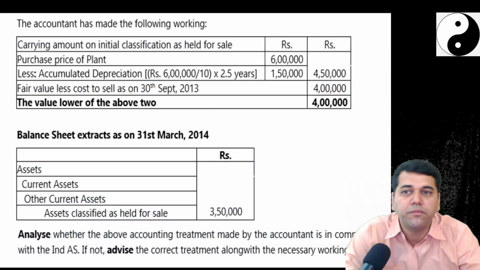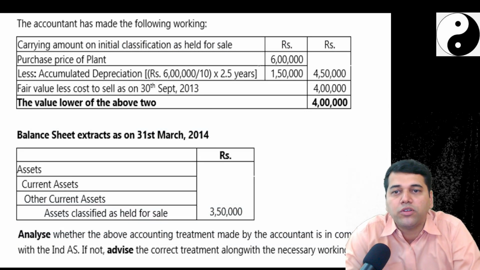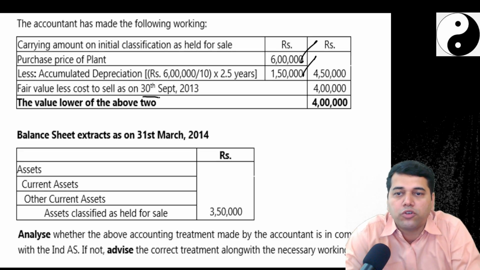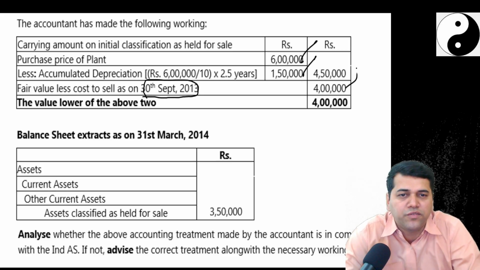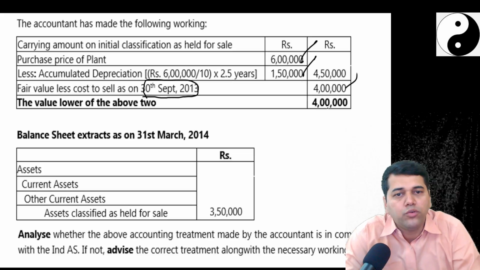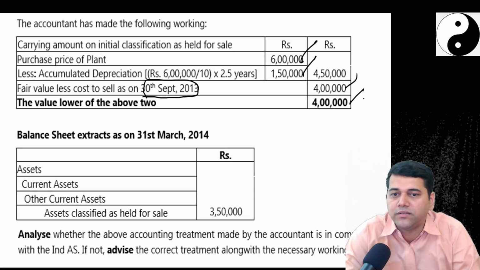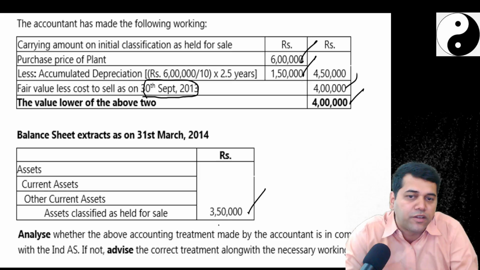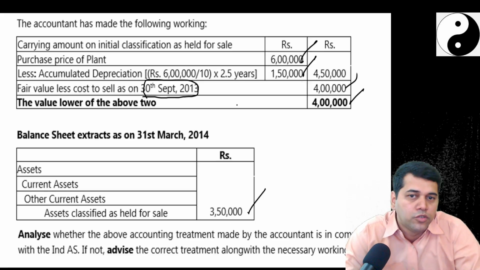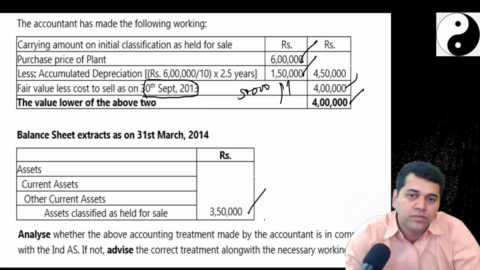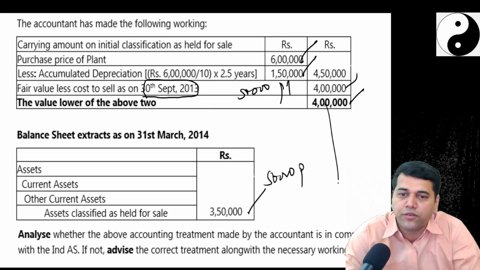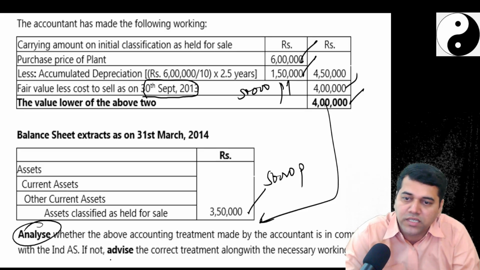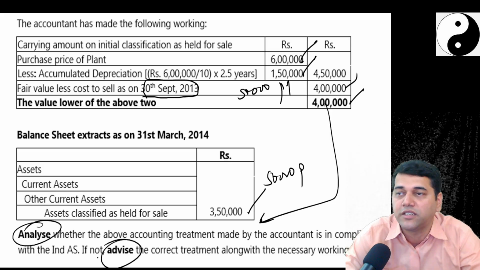Now, the accountant made one presentation: carrying amount on the initial classification is 6, depreciation is 1.5. Now, fair value less cost to sell on 30th September is 4. The lower value, 4 lakh, he took. And now at the end of the year, you classified it as held for sale and one single figure of 3.5 you must have debited. So here 50,000 went to the P&L account, here again 50,000 went to the P&L account, and from 4 you would have shown 3.5. Analyze whether the above treatment is correct. If not, what should be the advised correct treatment?